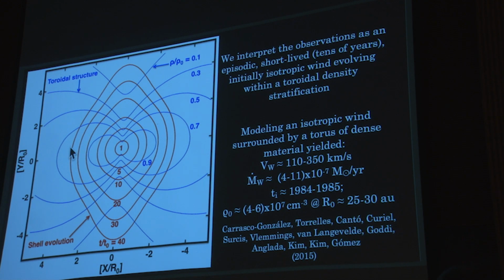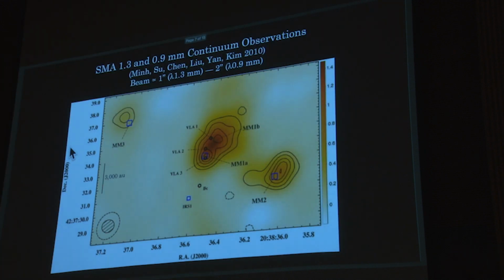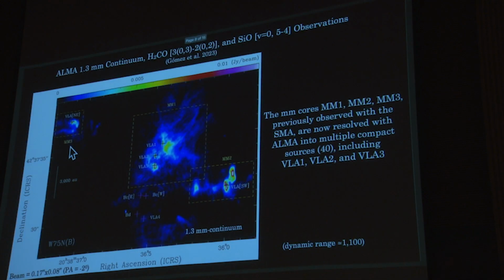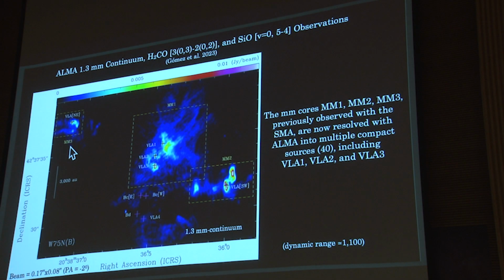Okay. So this region has also, previous to our observations, SMA observations, and the SMA work was by me and collaborators. There are 3 millimeter cores, and the main core is around the 3 massive protostars. So we observed this with ALMA, in continuum, formaldehyde, SiO, and maybe other lines.